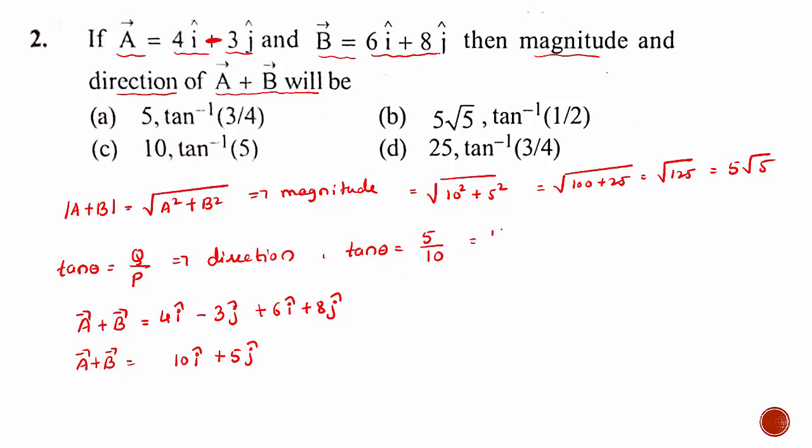So 5 by 10 means 1 by 2. So 1 by 2 means theta equal to tan inverse of 1 divided by 2. So this gives direction, 5 root 5 is magnitude. So 5 root 5 tan inverse of 1 by 2. It means option B is the right answer.